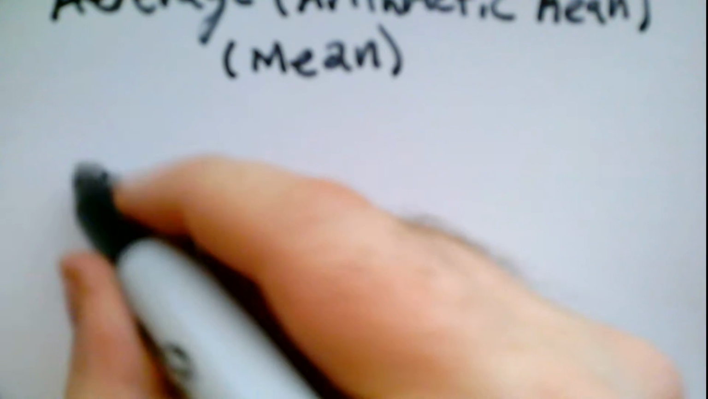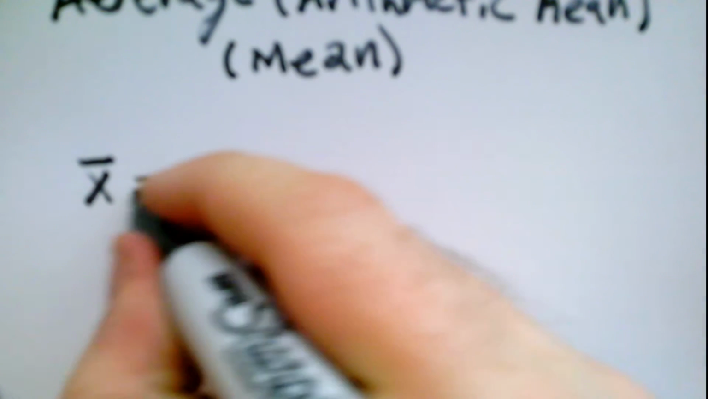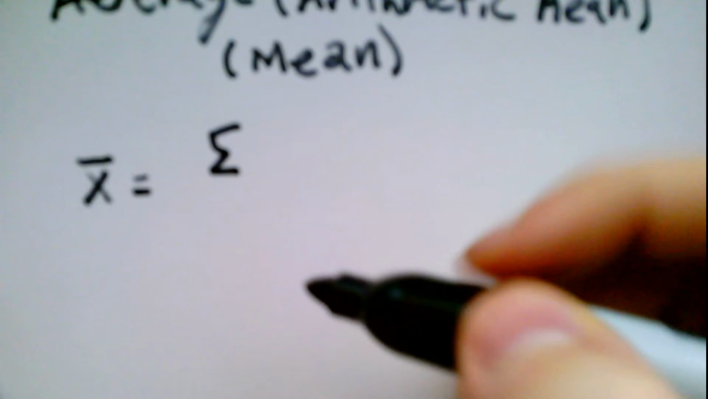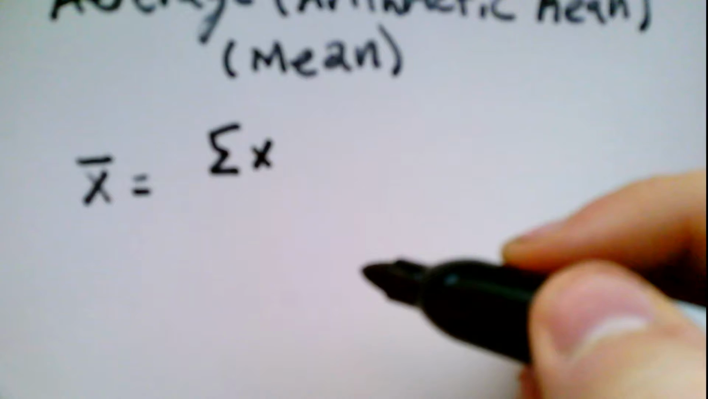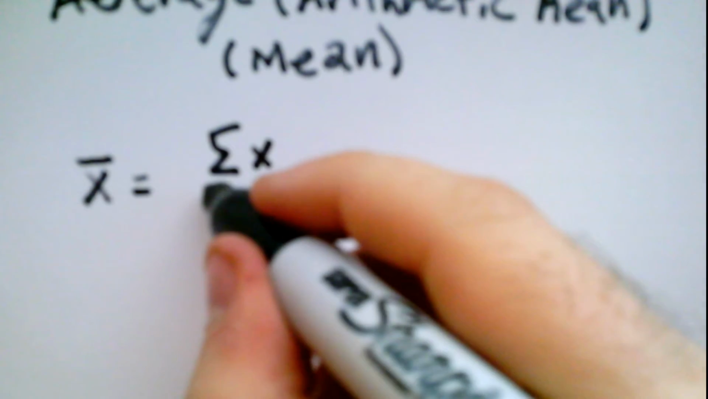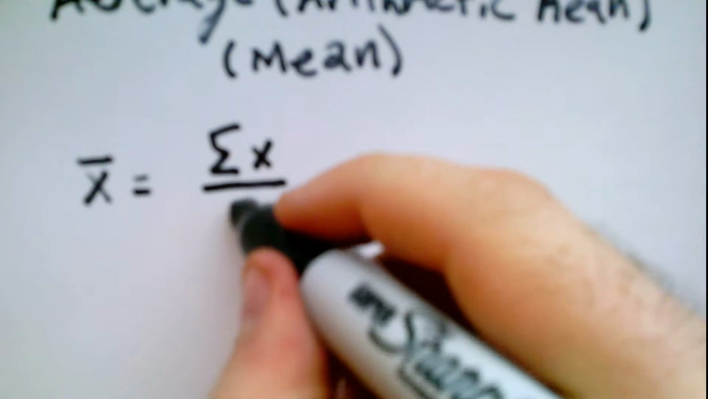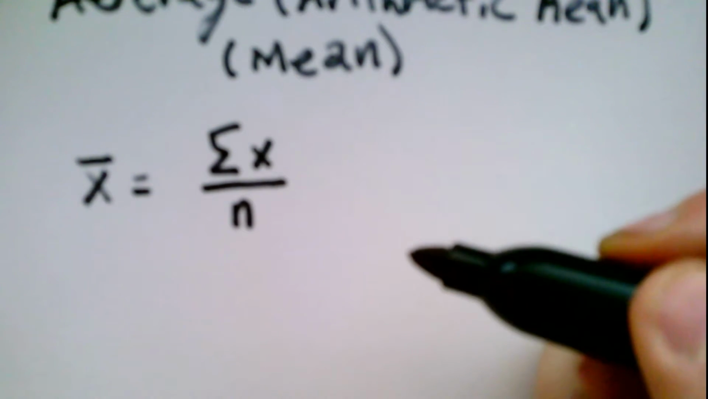So the definition is the average, which we usually denote with a little bar on top of our random variable x, is equal to the sum, that sigma means sum, of all of our allowed values of x, divided by the number of x's we have.